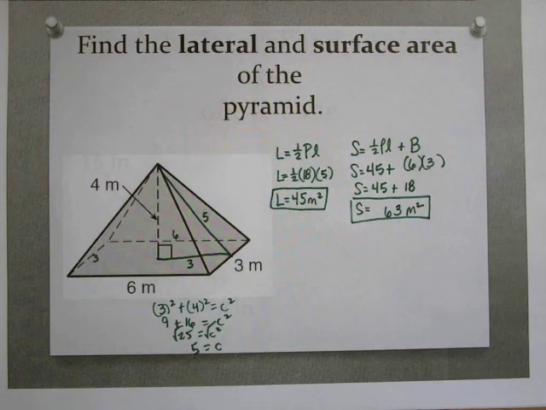So you've got 1/2 of the perimeter times the slant height plus the area of the base. So our lateral area plus the area of the base.